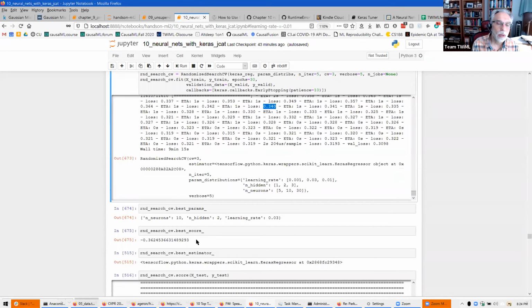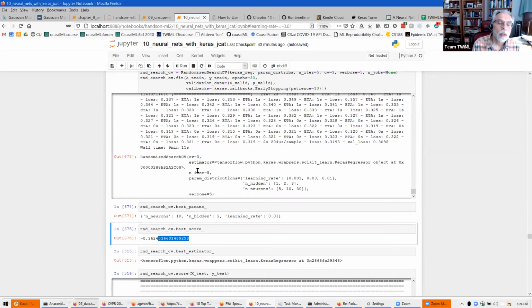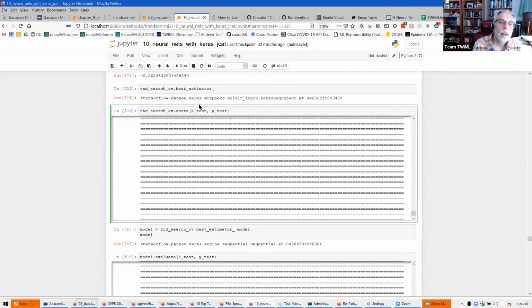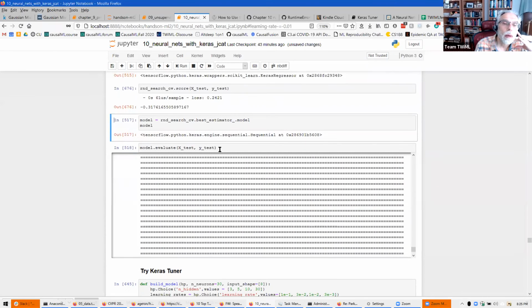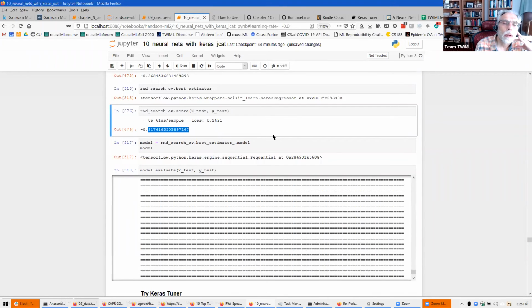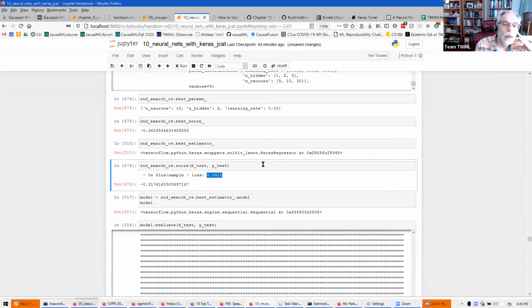Yeah, this one. So CV best estimator. You can get the best estimator, and then you can look at, well, let's see, run search CV best estimator. I guess that just specifies the best model that we got. And you can also look at the CV score, or you can... 0.31. Oh, 0.24. Now I'm not sure about what this number is versus what this number is.